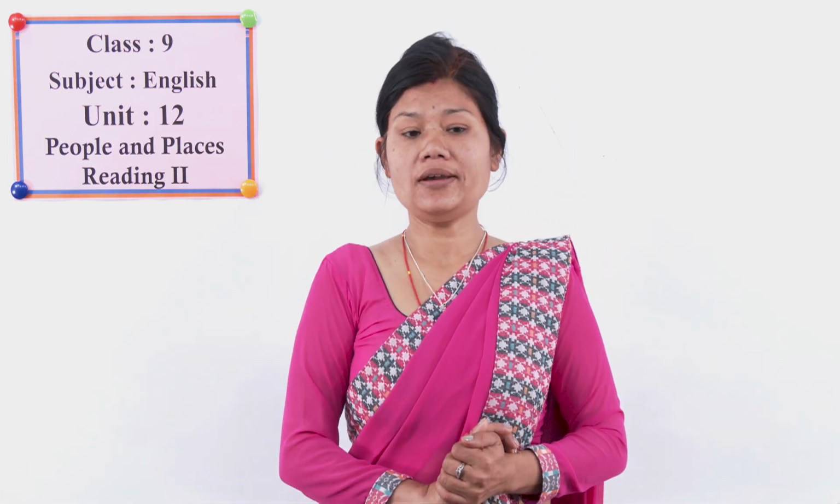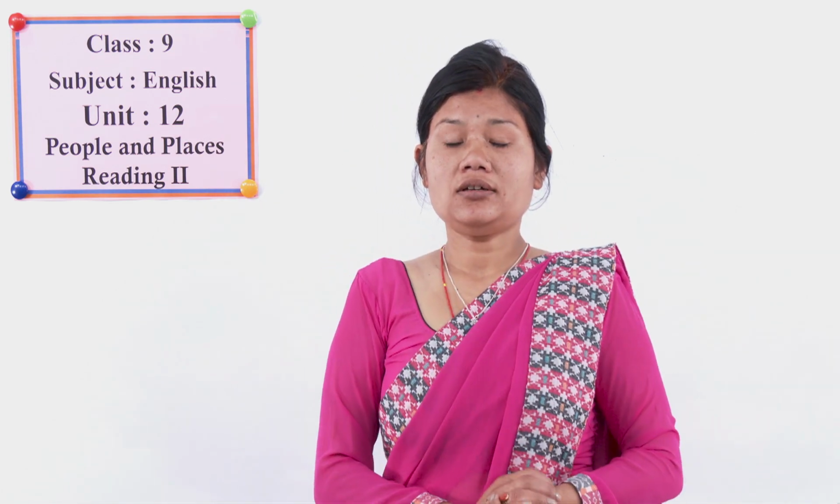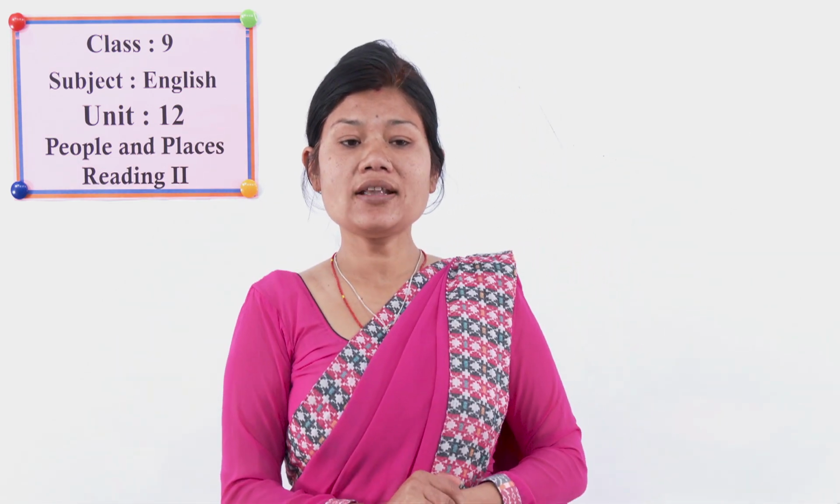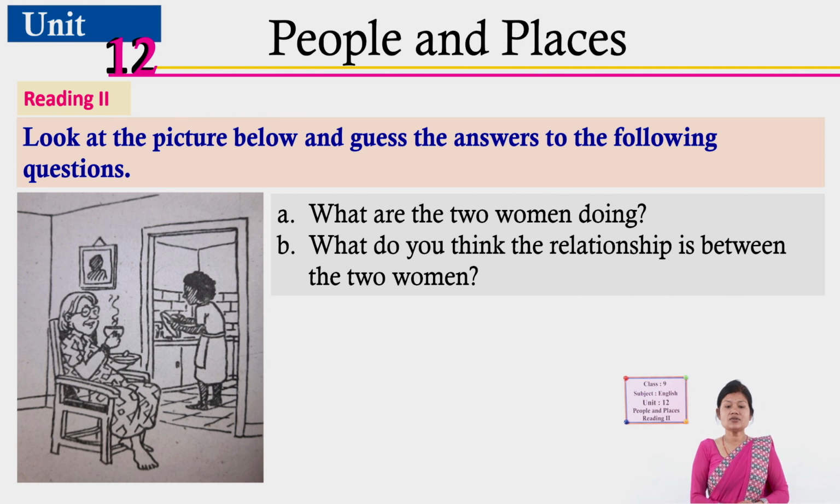Before starting the poem, let's do one activity. Look at the picture below and guess the answers to the following questions. So here is a picture. First observe that picture. What can you see? Try to describe what you see in that picture and also try to answer these two questions. So let's discuss the picture based on these two questions. The first is, what are the two women doing?